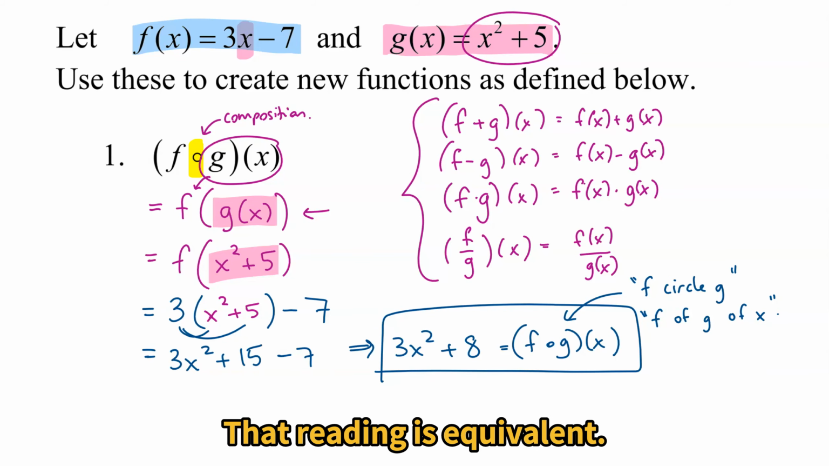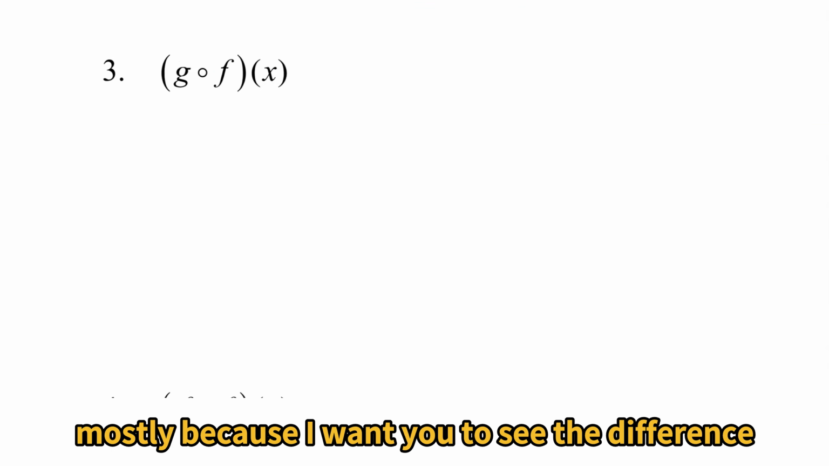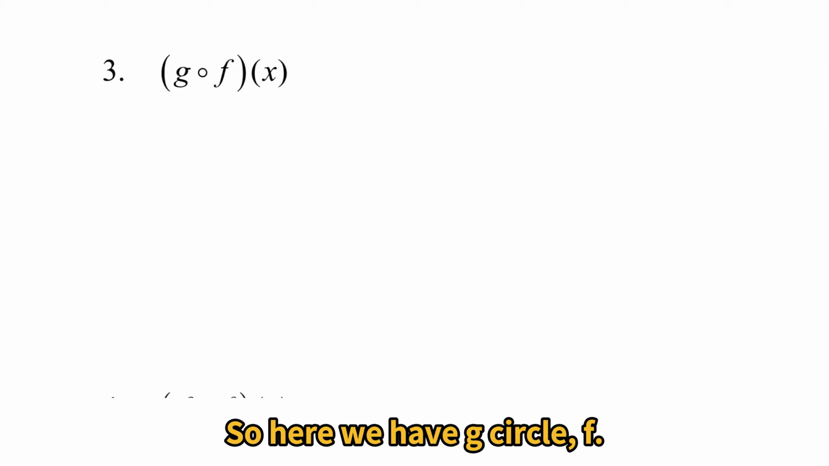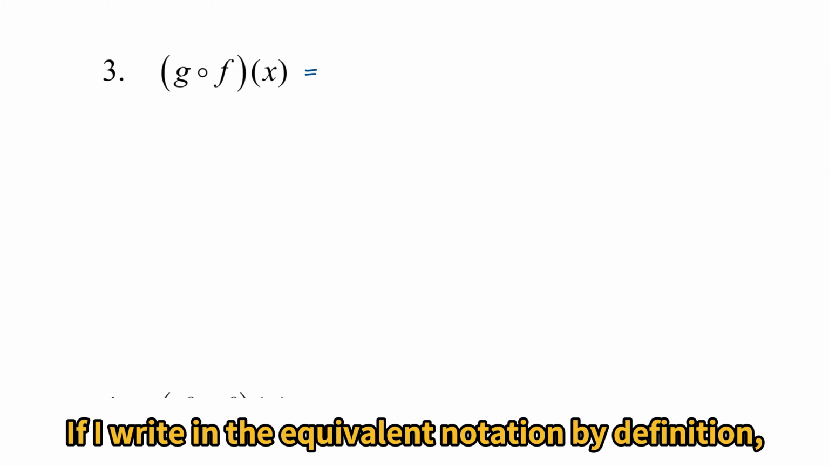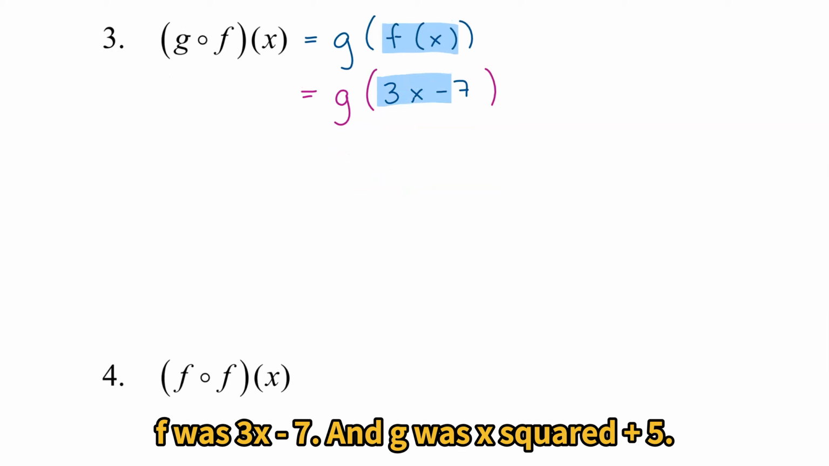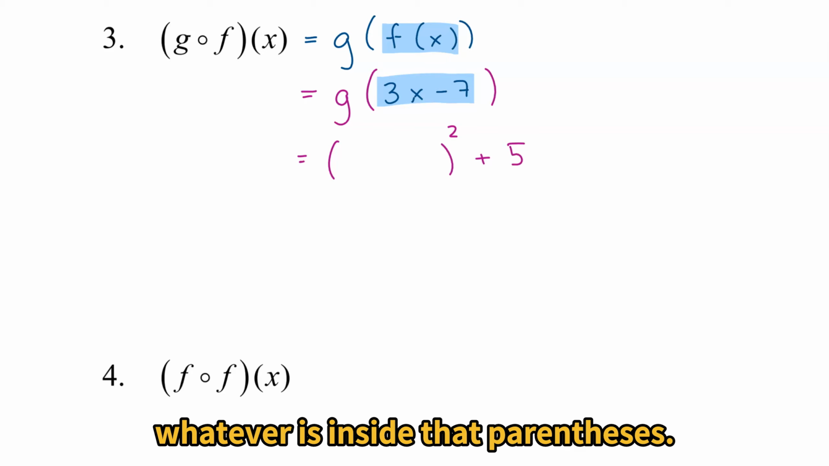That reading is equivalent. For the moment, I'm going to skip number 2 and go down to number 3, mostly because I want you to see the difference when we switch the order around. So here we have g circle f. If I write it in the equivalent notation, by definition, g of f of x, now I'm going to put my f function in. So f was 3x minus 7, and g was x squared plus 5, but instead of writing x, I'm going to write whatever's inside that parentheses.